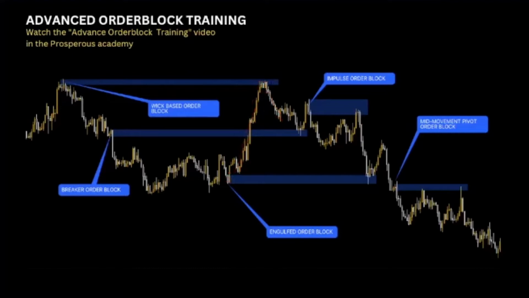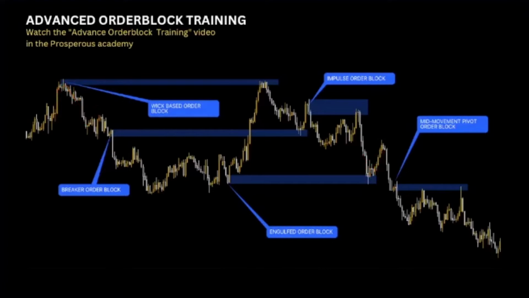Let's look at different types of order blocks and what they do. Let's start with a wick-based order block. Most often the order block is the last bullish candle before the bearish sequence starts, or the opposite, the last bearish candle before the bullish sequence starts.